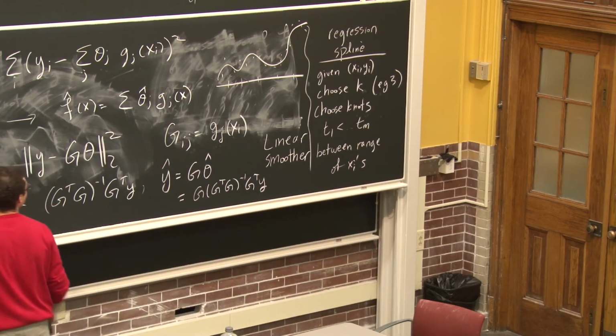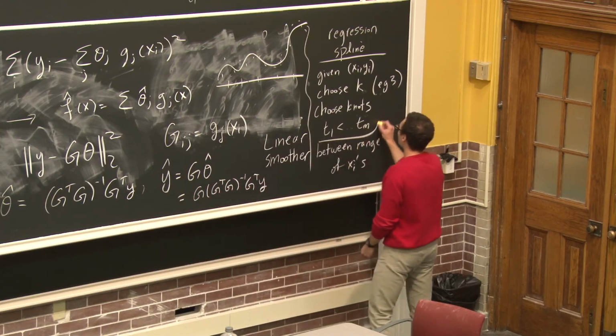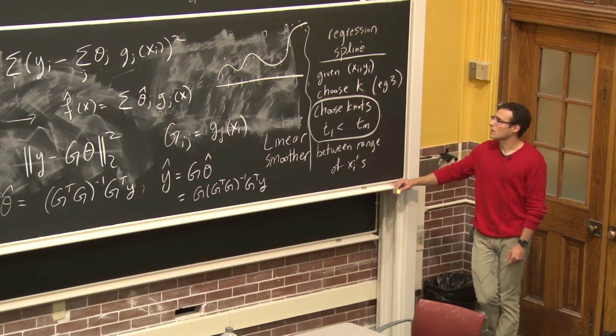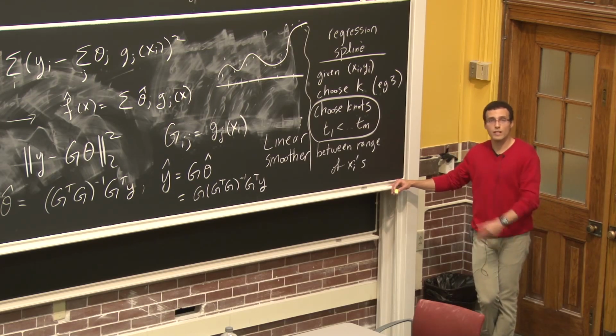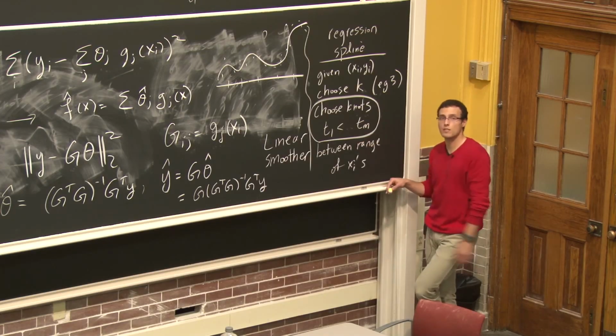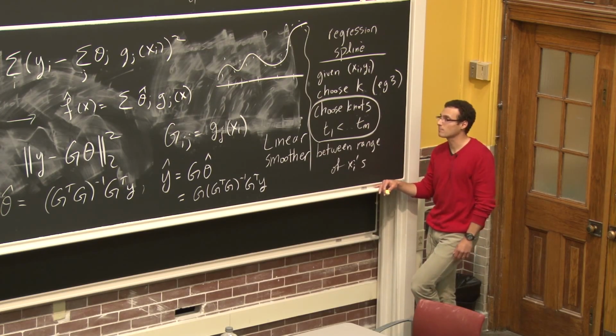Okay, so there's something that is kind of unsatisfying about this construction, and that's the following. We have to choose the knots. Choosing the knots in practice, there's not really a very principled way to do so, and whatever we choose can affect our final answer, so this is not really something we want as a step in our prescription for fitting splines.